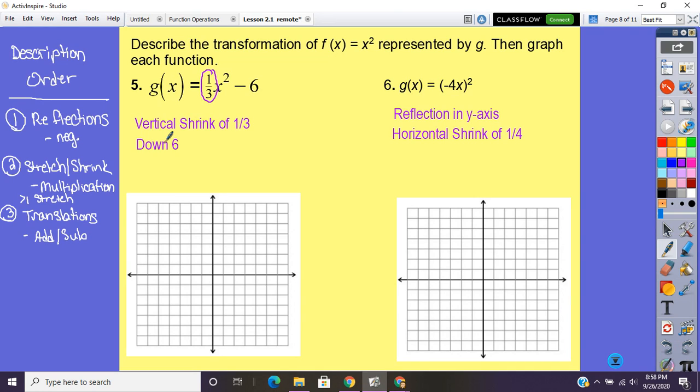So let's make a t-table. At 0, we're at -6. 4, 5, 6. 1 is kind of an ugly number. 3 is -3. 4, 5, 6 is at 6.